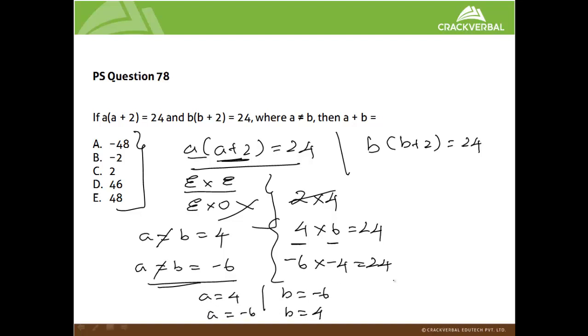In that case, the sum of a plus b has to be minus 2 here, right? That is, 4 plus minus 6 is minus 2. The only answer choice which matches that is answer choice B. The answer has to be B, minus 2. Hope this is clear. Thank you.